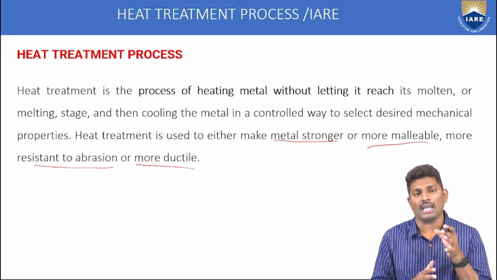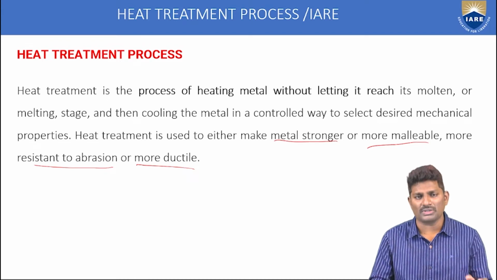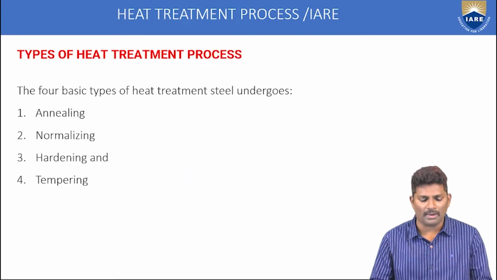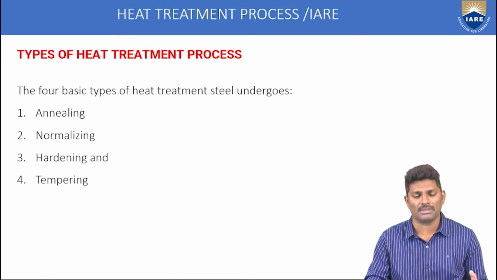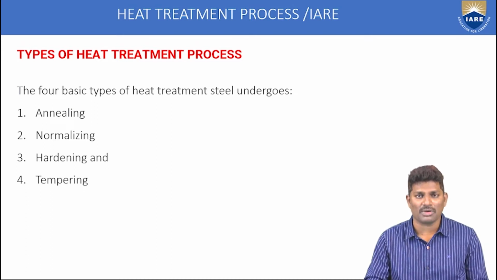So what are the different types of heat treatment process? We'll see one by one. So this is about the heat treatment process. Now you have the four different types of heat treatment process. So first one is the annealing process.